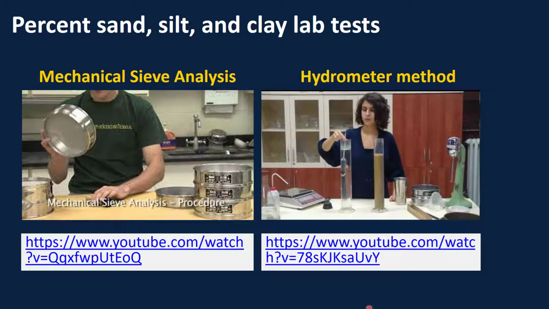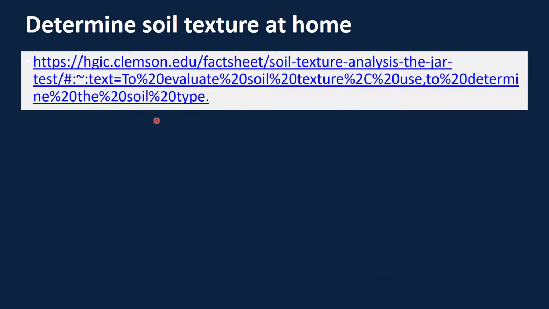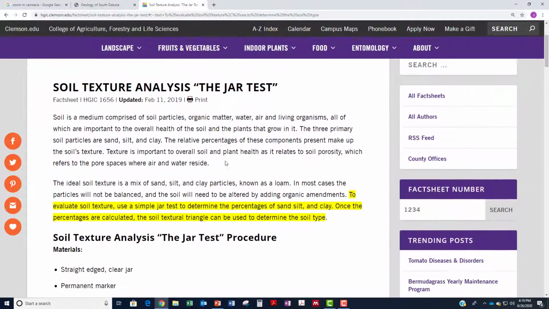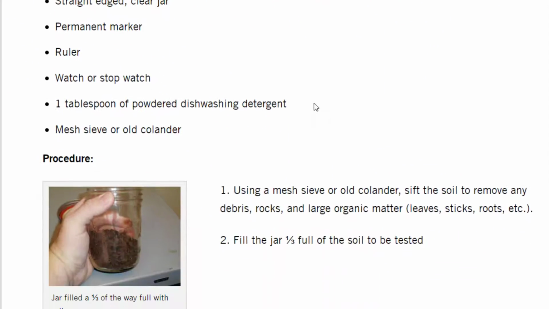And if we want to be able to determine soil texture at home, we can follow this link right here, and we'll do so in just a second to show us more of a way we can look at this at our own houses. Once we get to the link that talks about the soil texture analysis that you can do at your house, you'll come here, and then you'll scroll down and you'll see those things that we need.